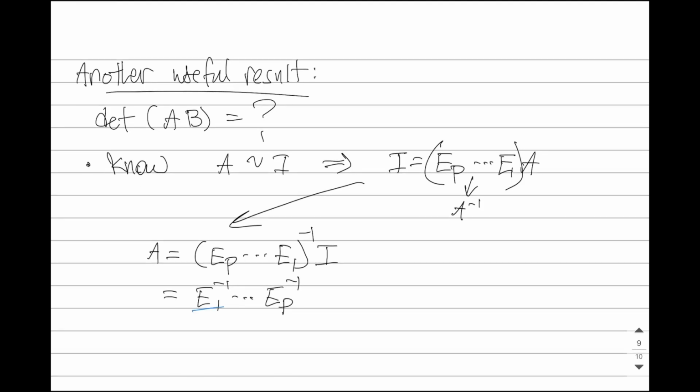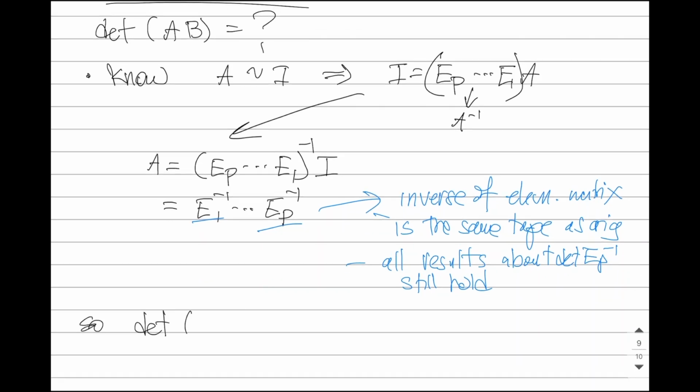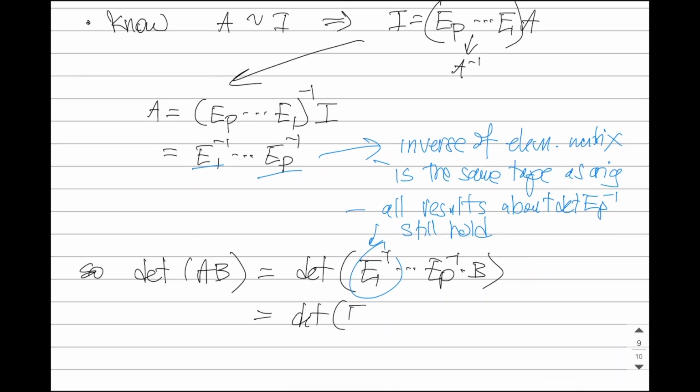Something we talked about in class last time was that the inverse of an elementary matrix is the same type as the original. So if you have a row swap, its inverse is another row swap. If you have a row replacement, its inverse is another row replacement. All the results about the determinant of those inverses still hold. So if I wanted to calculate the determinant of A times B, that would be like saying take the determinant of all of these elementary matrices applied there. This is just some other elementary matrix, so I'll call it E alpha, E gamma down to B.